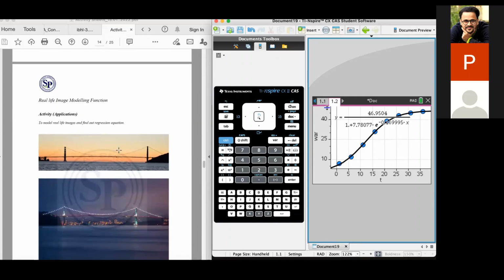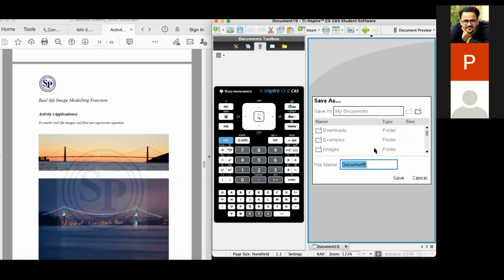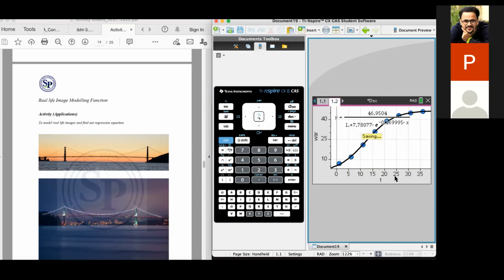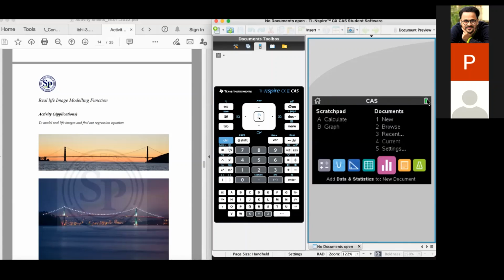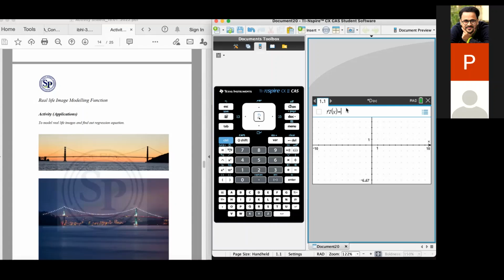Now the one interesting thing I like to show you, that the real life image modeling, and really this is a quite interesting feature. So for that, I will just start. You need to select your graph tool. Then you can see here, this is an insert. And listen, this feature you can do only when you work with the calculator software.